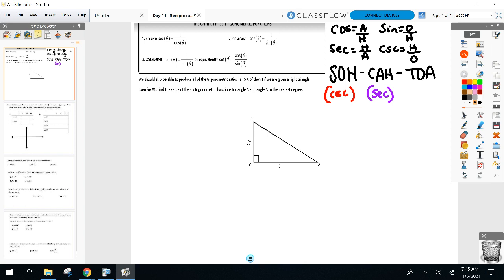Now, so you don't get these two mixed up, because the next one's easy, it's easy to know it goes with tangent, here's my little device to remember which one goes with which. SEC. Yes, it's an abbreviation for secant, but it's also an abbreviation for another word in the English language: second. So it goes with the second one in SOHCAHTOA. That's how I know it goes with cosine and not sine.